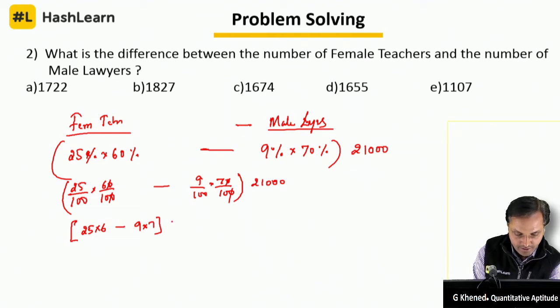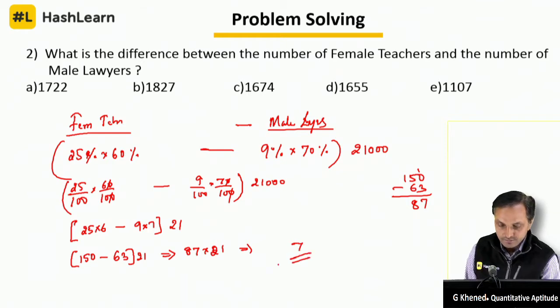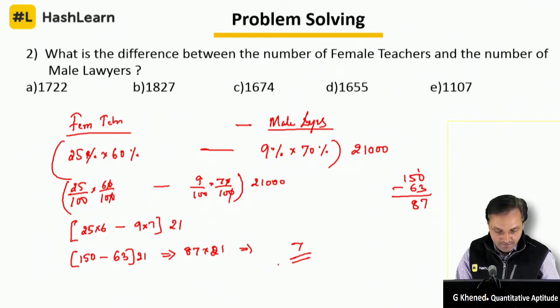And the denominator you can cancel, and you can write it this way. This is 150, 63 into 21, and that should give you, so 150 minus 63 is 87, which will give you 7, 14, 6 is 8, that should be giving you a number ending with 7. So which option has a number ending with 7?